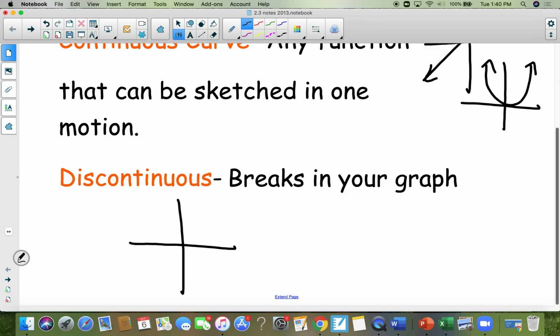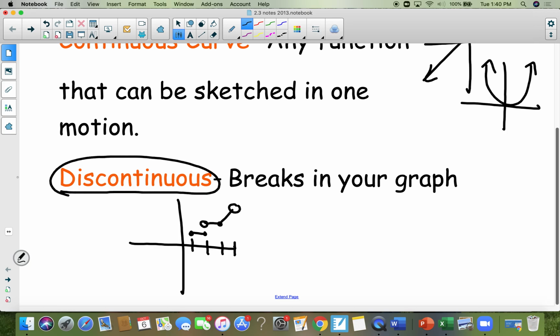Things like that, right? Where you have discontinuous breaks in your graph, and that's what we study in here. So we're going to study continuity. We're really studying discontinuity. Where does it break is what we're going to study today.